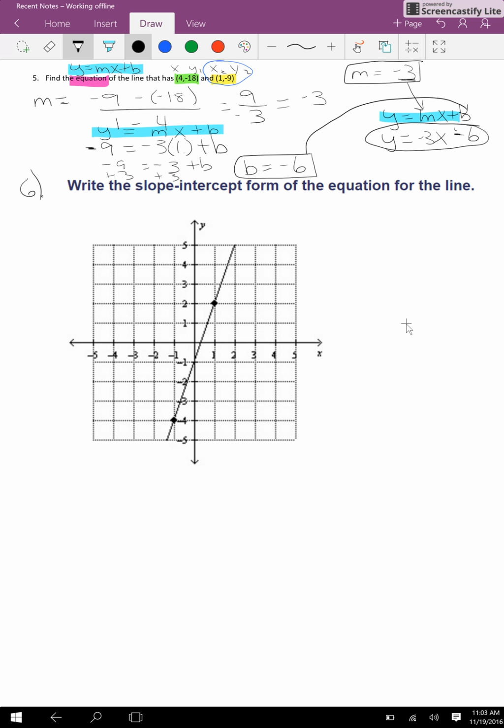Once again, we have 2 ordered pairs. So we have this ordered pair and this ordered pair. So we're doing the same thing. This ordered pair is 1, 2. This one is -1, -4. So we need to find our slope first. So -4 minus 2 all over -1 minus 1. So this gets us -6 over -2, which simplifies to 3.